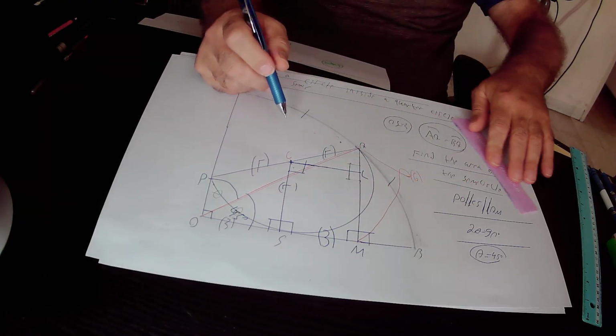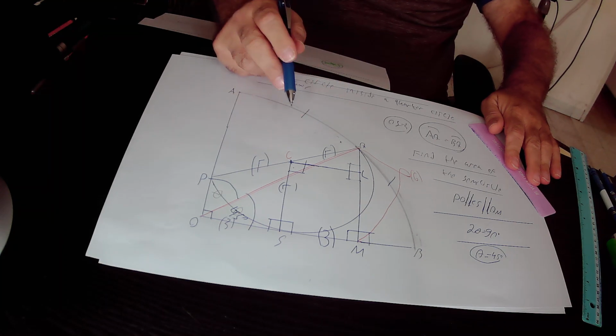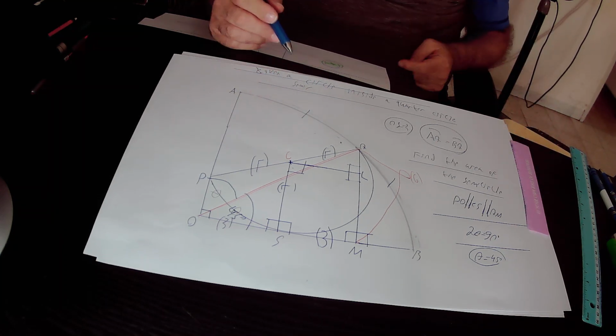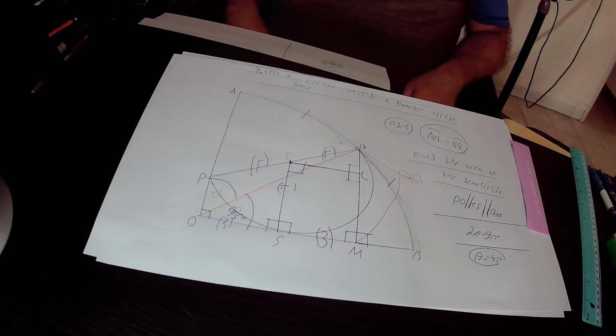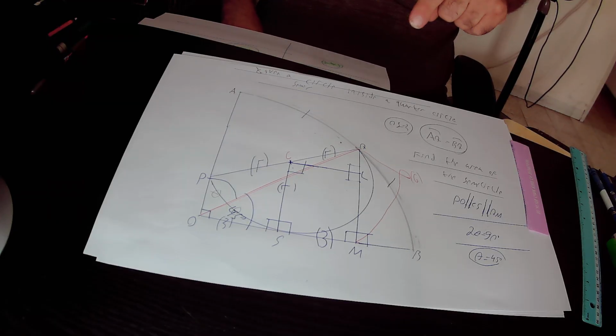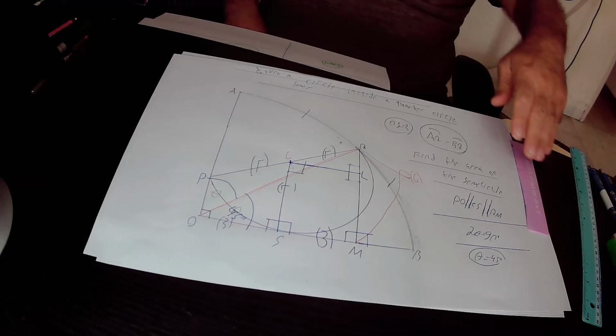So inside quadrilateral CLMS we have 4 right angles, and according to rule 5, any quadrilateral that has 4 right angles must be a rectangle or a square. So that's the quadrilateral CLMS, a rectangle because it has 4 right angles.